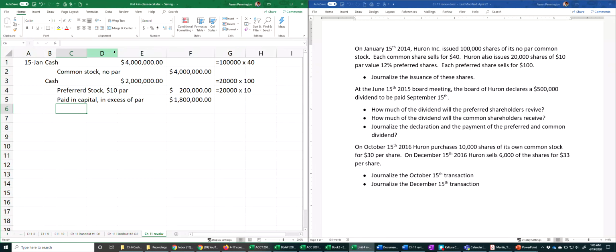And for our purposes, it doesn't really matter at this stage whether it's preferred or common, other than changing the name from preferred to common. So we've done all the things. We're done with the first part. So let's continue on with the problem.